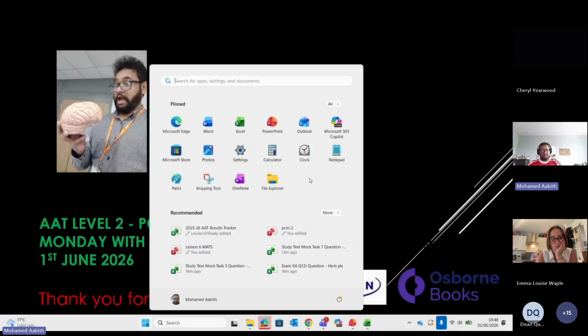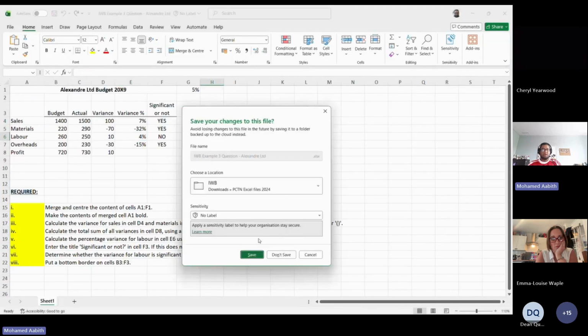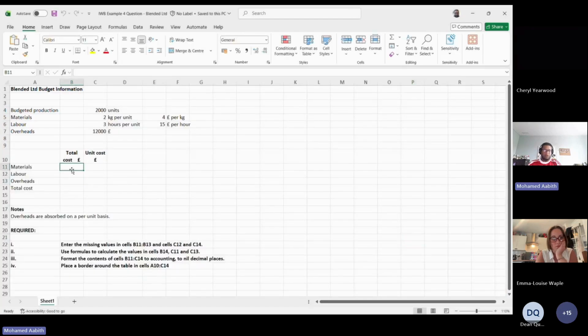Maybe the other cell. Okay, now let's check, because I may have another. Oh yeah, now it's working, because I have another formula running on the other one. So now they're asking you B11 to B13.